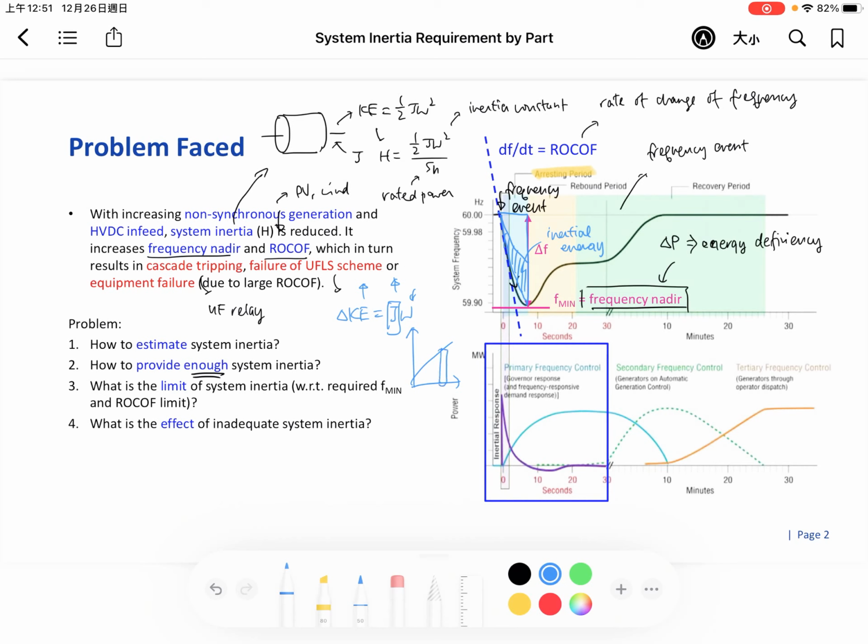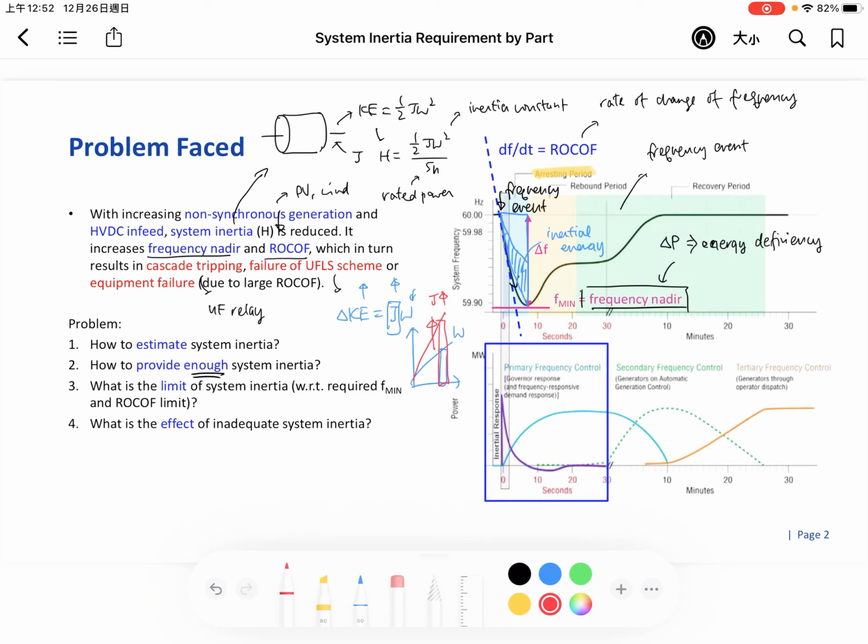Just like here, if we have a larger J, we need more energy to change delta omega, which in turn tells us that if there is larger synchronous generation connected to the grid, the frequency will not drop so fast, because for the same power discrepancy, energy discrepancy, the frequency will not drop so large.